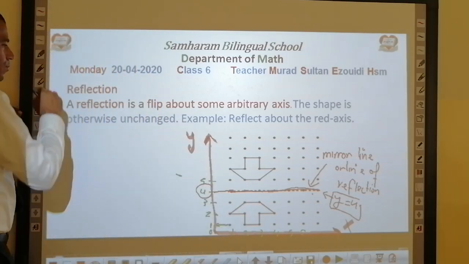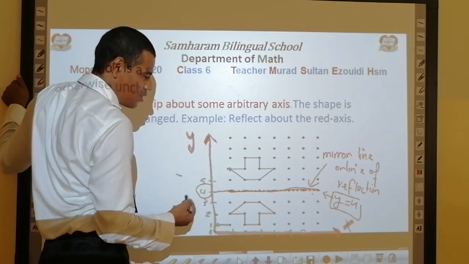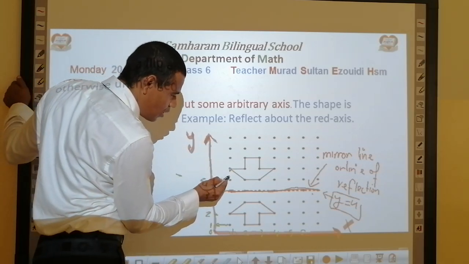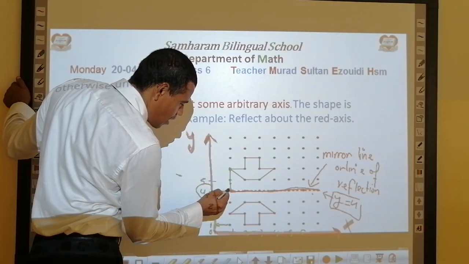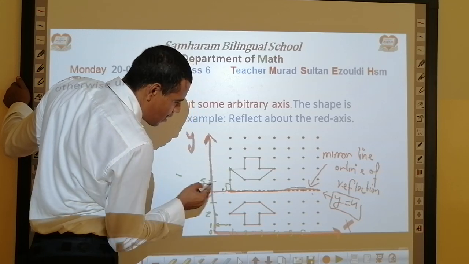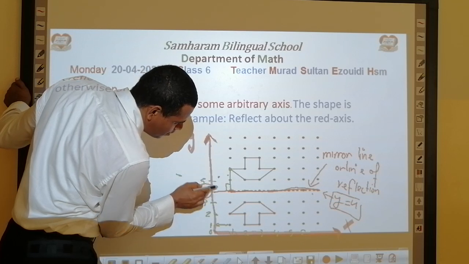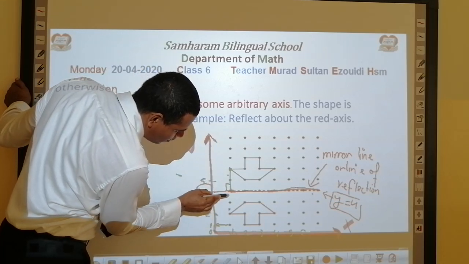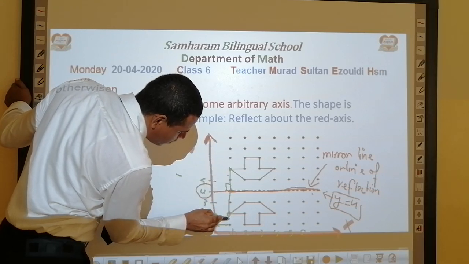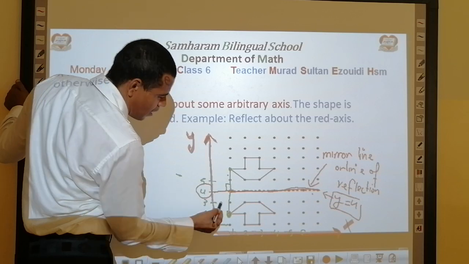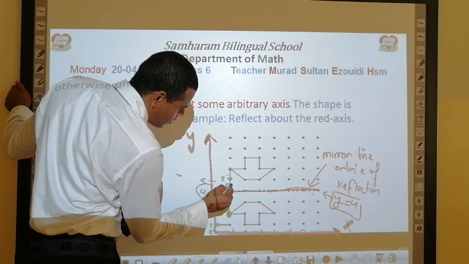Okay, first of all, if you would like to start from this point, there are two things you should know. You will draw a perpendicular line to the mirror line, or the line of reflection. This is 90 degrees. Then you should keep the same distance. For example, here how many units? 1 unit, 2 units. So we should move 1 unit, 2 units from this point. So this point's image is this, and we keep the same distance. This is 2 units, and this is also 2 units.